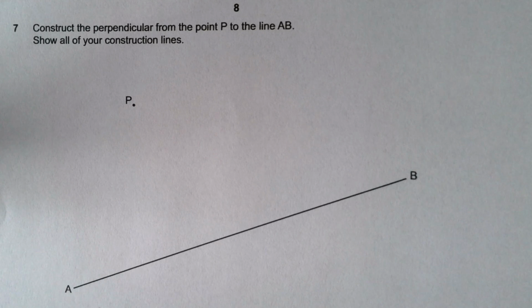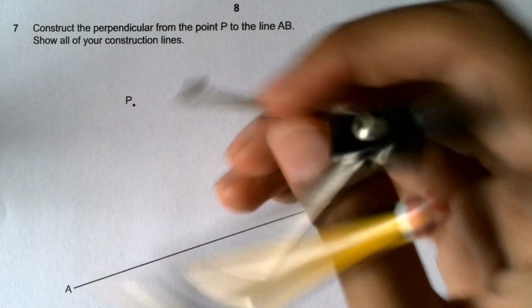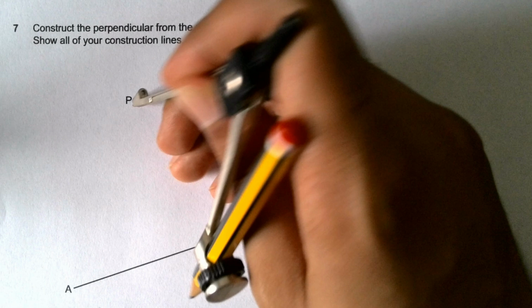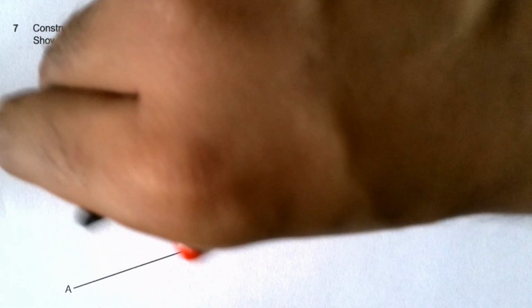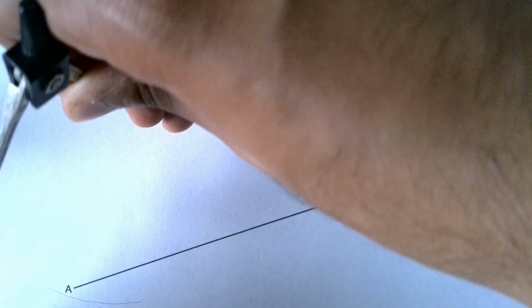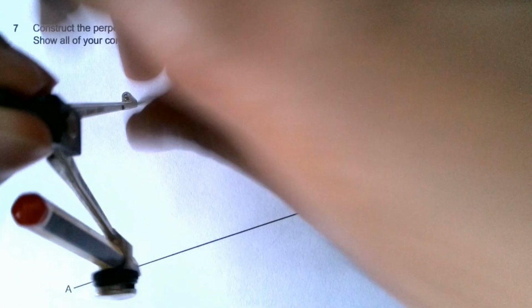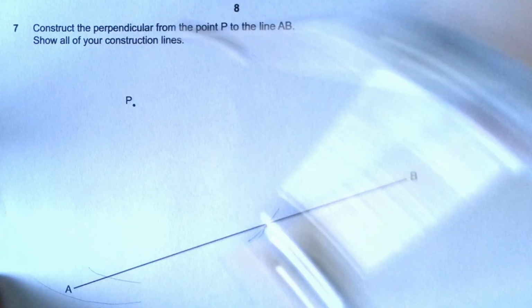Question number 7. We have to construct the perpendicular from the point P to the line AB. Show all of your construction lines. Well, with our compass, if we intersect the line AB like so, well, we want to intersect the line at 2 points, so we can intersect here, and we can also intersect here.